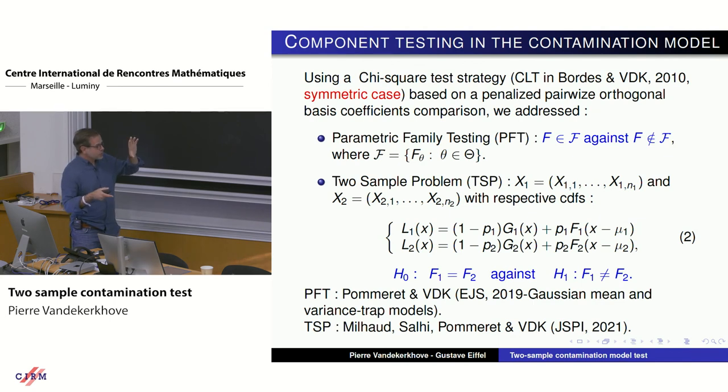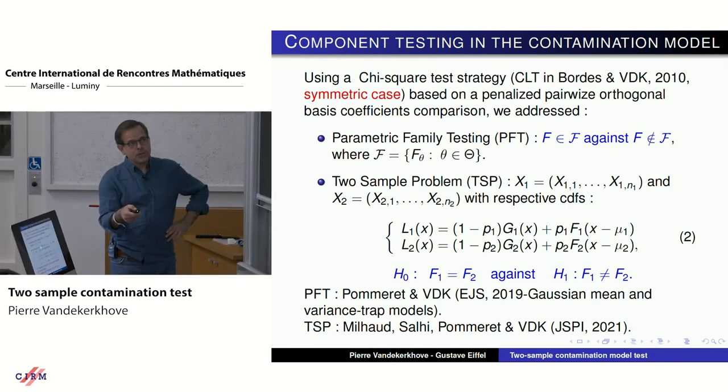I go back to our results about testing problems. So if we go back to the testing problem, we did some work recently with Denis Pommeret, Yaya Sall, and Xavier Milhaud. So we addressed in the contamination model the testing of F belonging to a given parametric family. Okay, this was a work with Denis Pommeret. And we recently considered also the two-sample problem, in which you basically consider two samples from these contamination distributions, and you want to test if F1 is equal to F2.